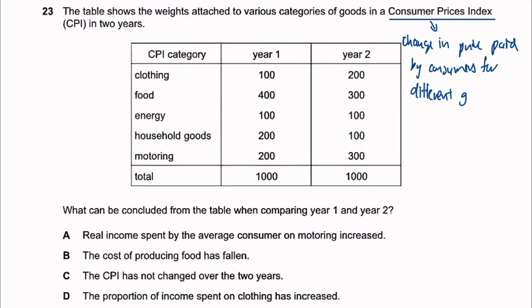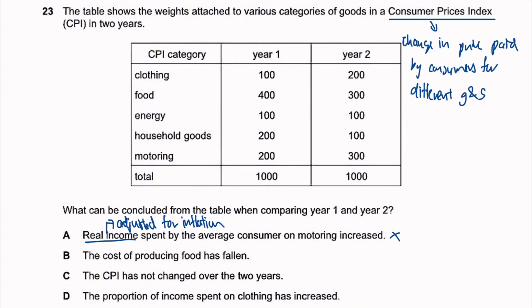For different goods and services. Okay, what can be concluded? So you need to find the answer that is most correct. A, real income spent by average consumer on motoring increased. Yes, the CPI increased, but this one is saying real income. What is real income? Income that is adjusted for inflation. But this one is not shown in the diagram. We do not know what the inflation rate is, so this is not correct because we do not have enough data.